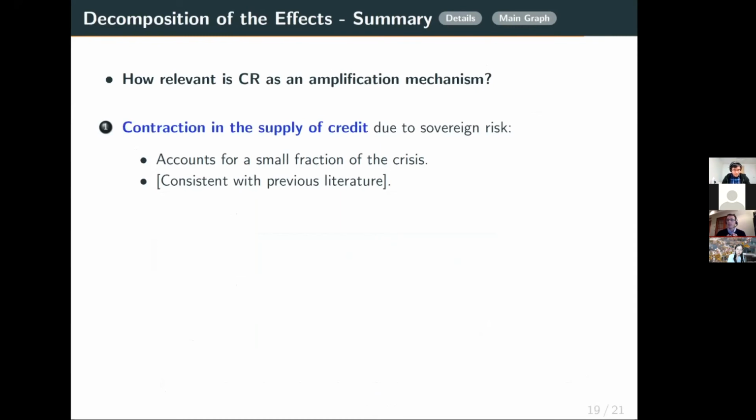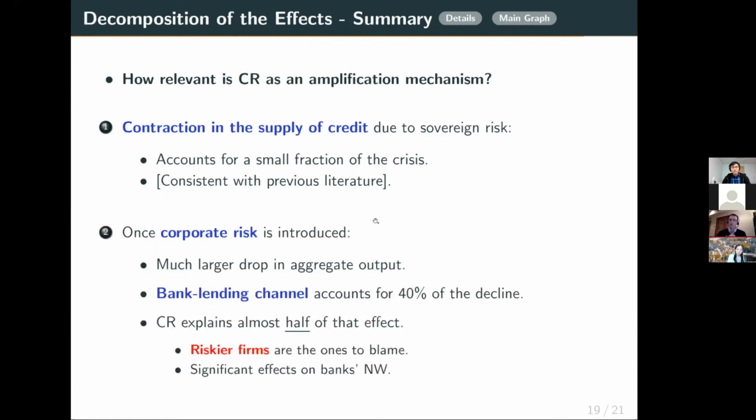What I show in the paper by means of different counterfactuals is that the contraction in the credit supply due to sovereign risk alone can only account for a small fraction of the crisis, okay? But that is consistent with the previous quantitative literature. Now, if you include corporate risk in the model, I do get a much larger drop in aggregate output, okay? And what I show is that the bank lending channel, which remember is my endogenous mechanism, can account for about 40% of the total decline that you observe in GDP. And from that 40%, corporate risk is explaining almost half of that effect, okay?